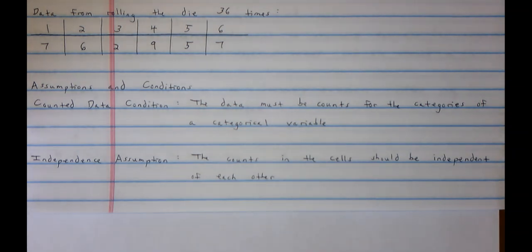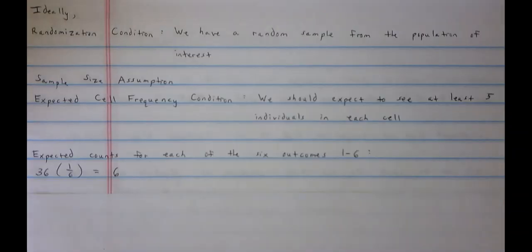The next assumption is the independence assumption. It says the counts in the cell should be independent of each other. The best way to check the independence assumption is by showing that the randomization condition holds. This says we have a random sample from the population of interest. For our example, I had the online site randomly roll the die 36 times.